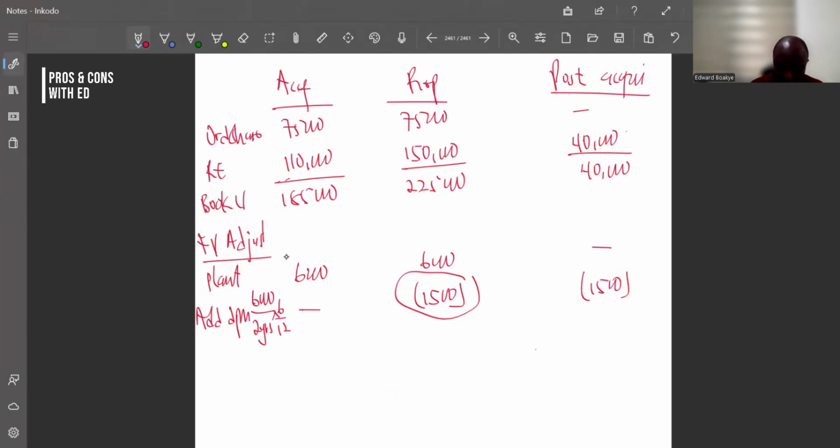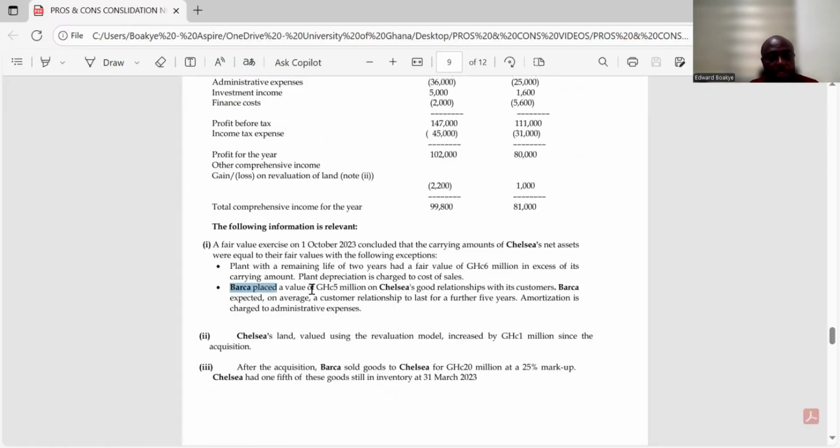Is there any other thing which we need to fair value? So let's go and see if there's any other thing that we need to fair value. Now, if you read the same thing, they said Barca placed a value of 5 million on Chelsea's good relationship with its customers. Barca expected on average a customer relationship to last for a further 5 years. Amortization is charged to administrative expenses.